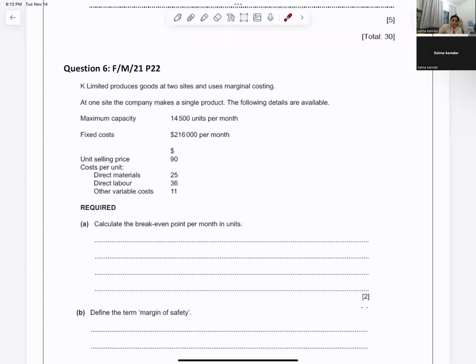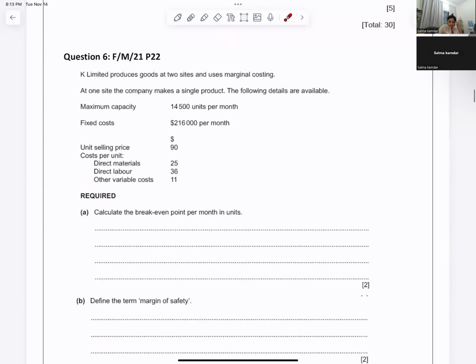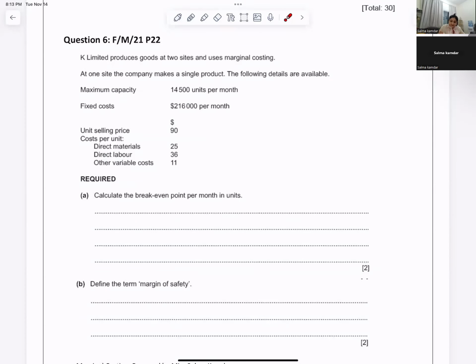So we are doing a sum of Feb March 21, paper 22. And this is a sum of marginal costing. We're saying that K Limited produces goods at two sites and is using marginal costing. At one site, the company is making a single product and the following details are available with us.